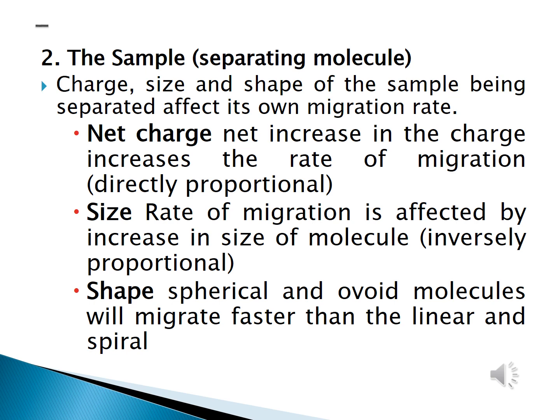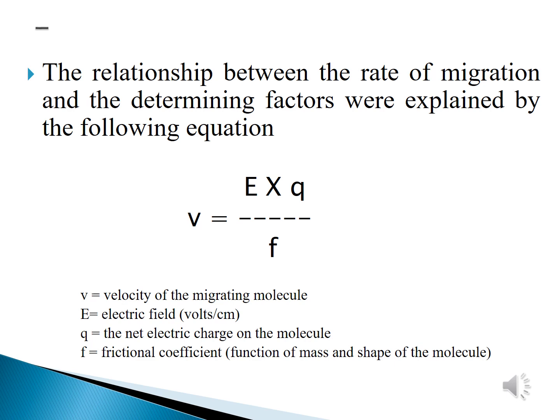And the third property of the sample is shape. Generally, spherical and ovoid molecules will migrate faster during electrophoresis than aspherical and irregularly shaped molecules, because aspherical and irregularly shaped molecules generate more friction with the medium, therefore the rate of separation will be less. This slide gives the simple equation relating the different factors which govern the rate of separation.